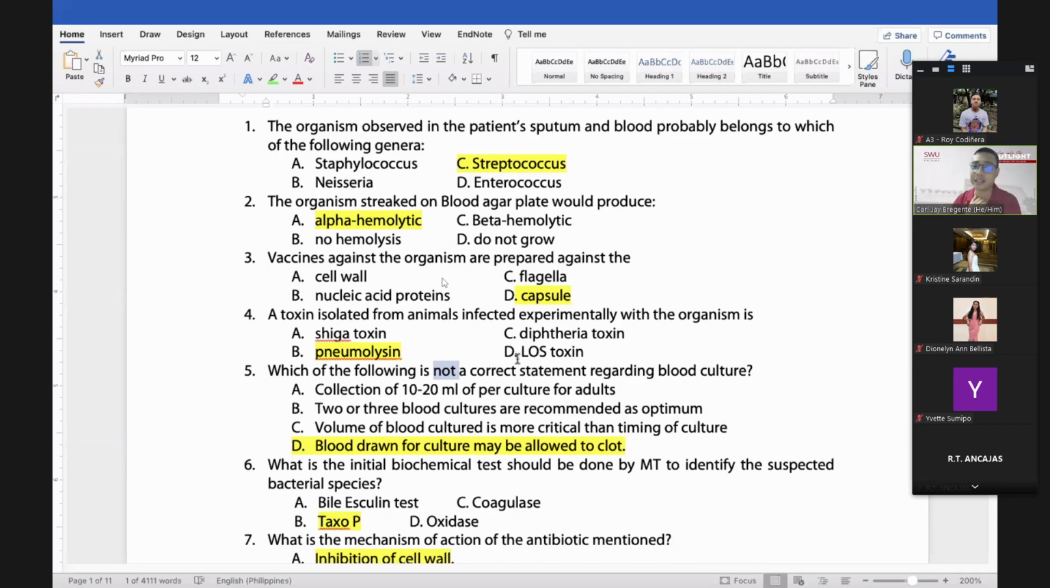So, importante talaga i-follow yung blood volume, because if lesser value ang blood na mas marami pa yung anticoagulant, meaning wala po na siya ma-collect na organism, class. Letter D, blood drawn for culture may be allowed to clot. So, hindi pwede mag-clot yung nakuha mo na blood.